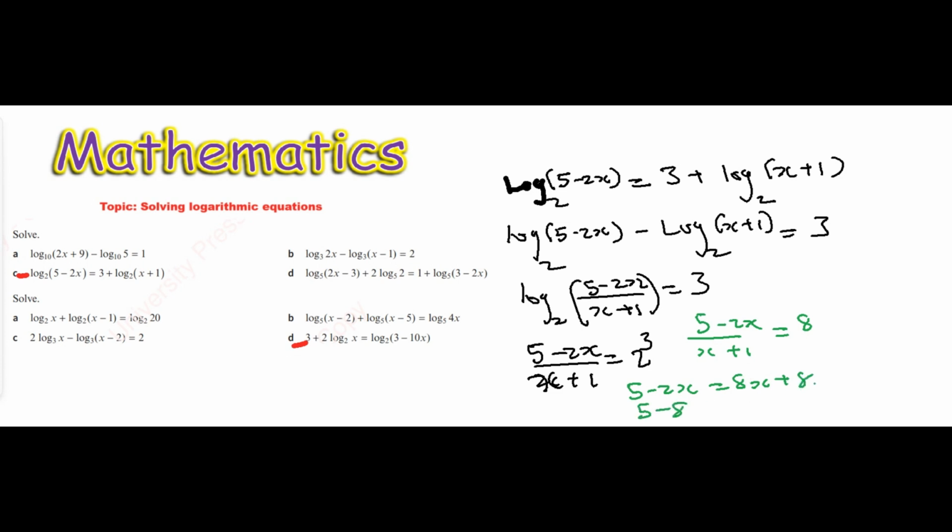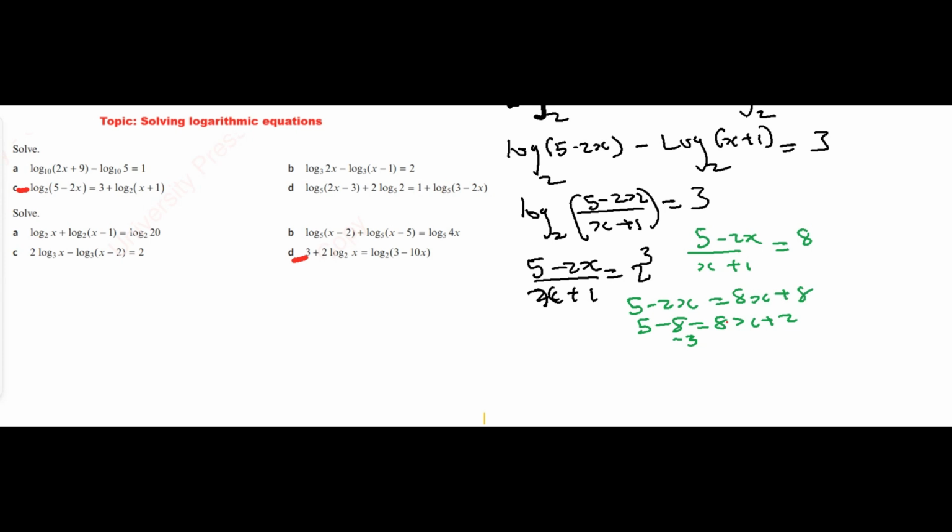5 minus 8, this one is coming here, this one is going there. 8x plus 2x should give me minus 3 equals 10x. So x is equal to minus 3 over 10. It's simple, is it not?